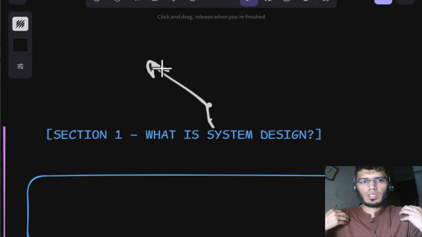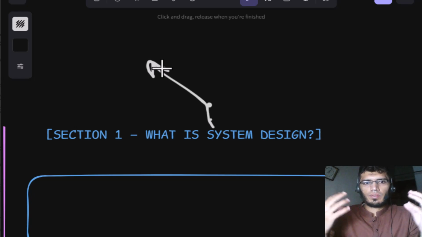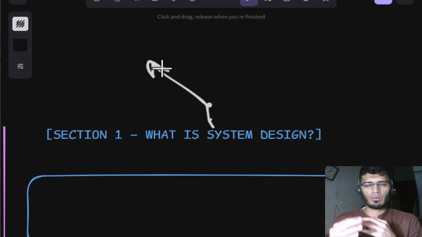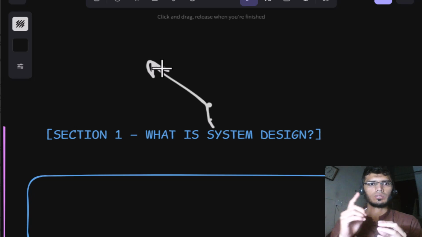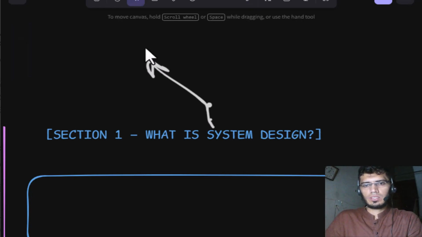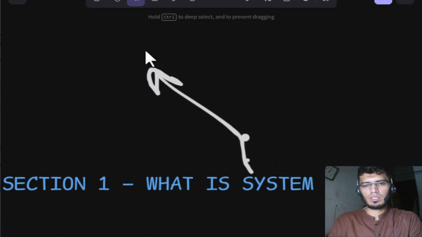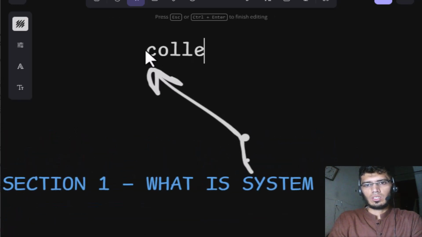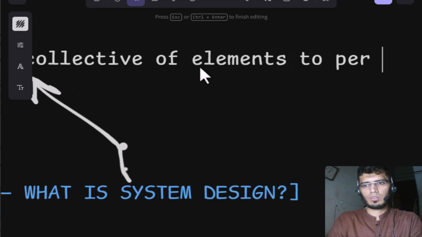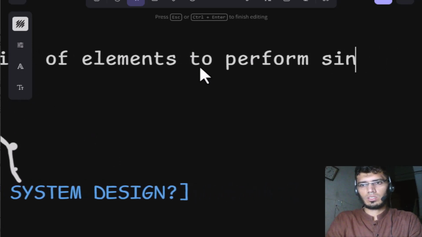Like in our body there is a digestive system. In the digestive system there are different organs like the stomach and intestine. All these organs are responsible for doing one job. That one job is digestion of food, actually absorbing the food into the blood. So this is the system. A system is nothing but a collection of elements or organs to perform one single task.